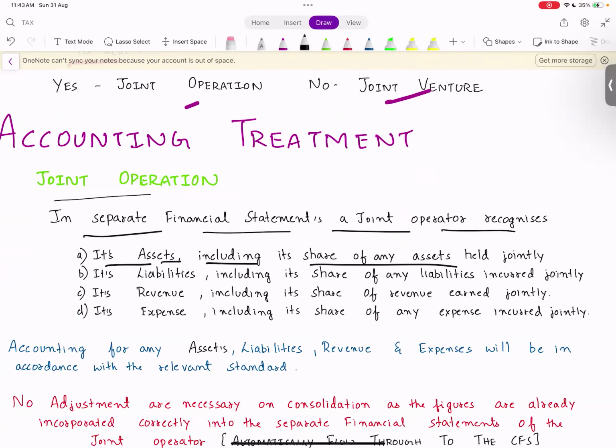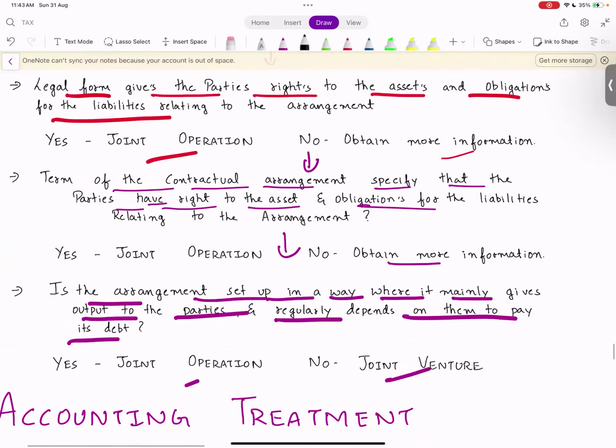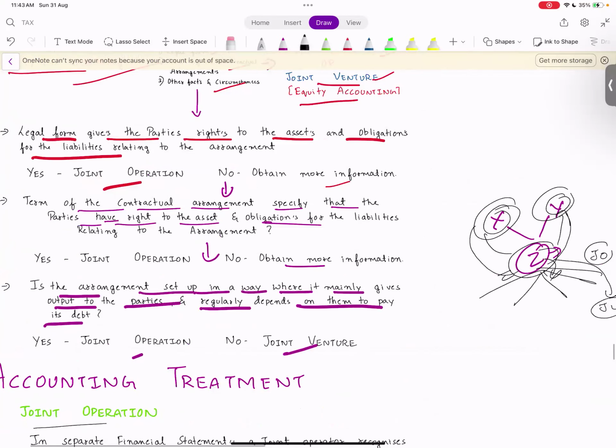There was a question, I don't remember where, in which two or three entities give a guarantee about a loan repayment of a particular entity, and they also have the right to net assets as well. The question's conclusion was that it is a joint venture, even though it is giving a guarantee to pay off its liabilities, because giving a mere guarantee is not considered as giving rights to assets and obligations.